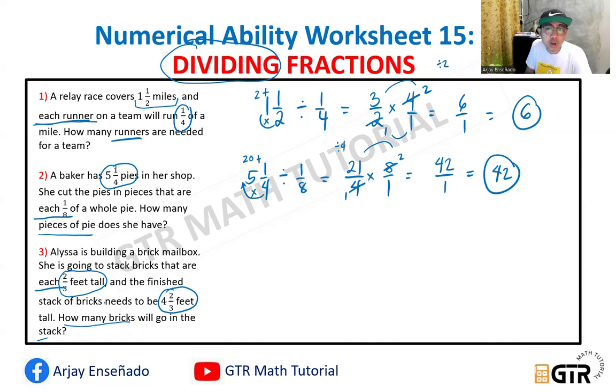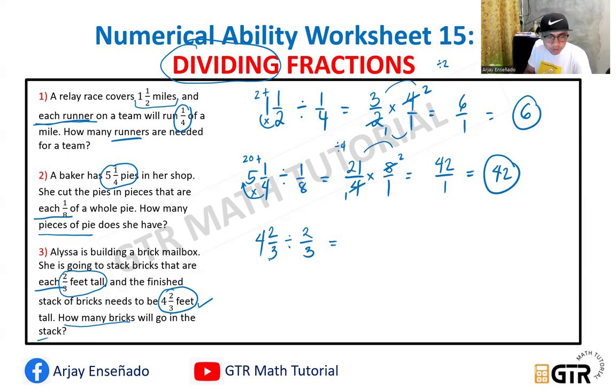Ang finish stack of bricks daw ay 4 and 2/3 feet. So therefore, para malaman kung ilang bricks ang kailangan niya, division ulit. So we have 4 and 2/3. So 4 and 2/3, itong mas malaking number ang mauuna, i-divide natin kung ilang bricks. Bawat bricks ay 2/3 feet tall. Ayan, so divided by 2/3.